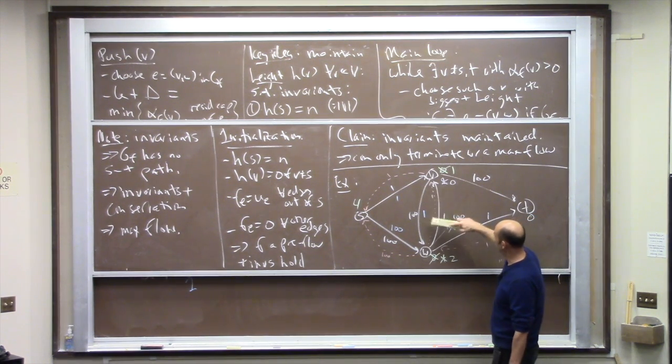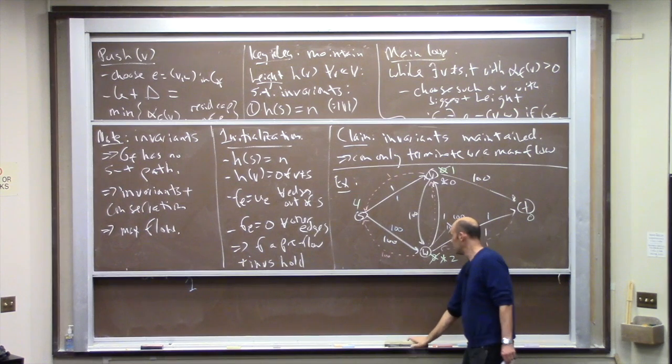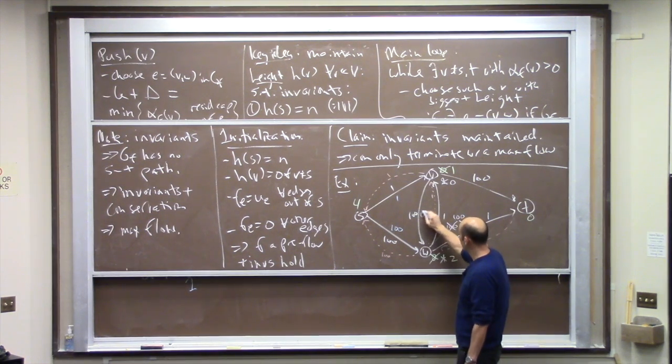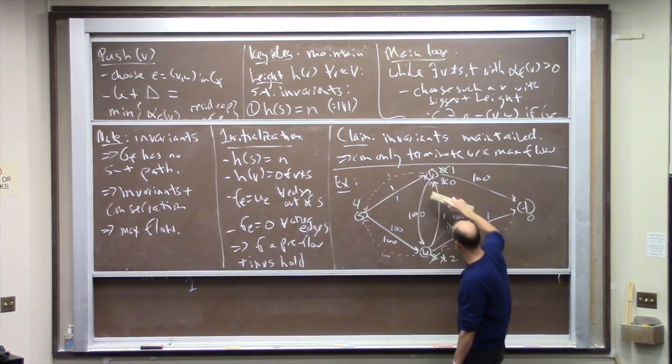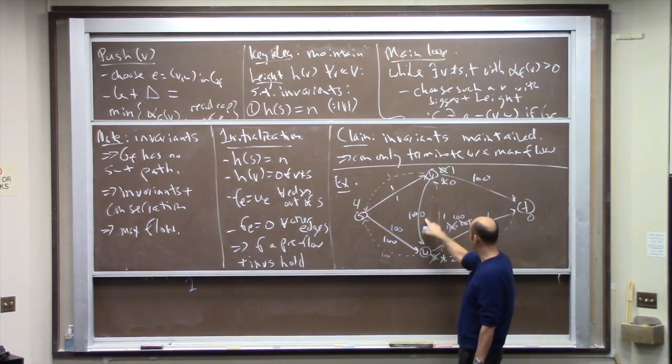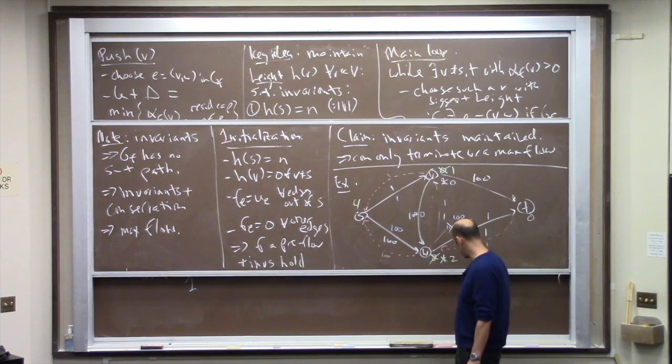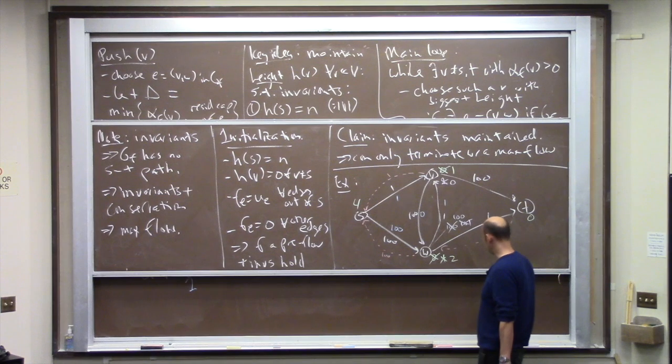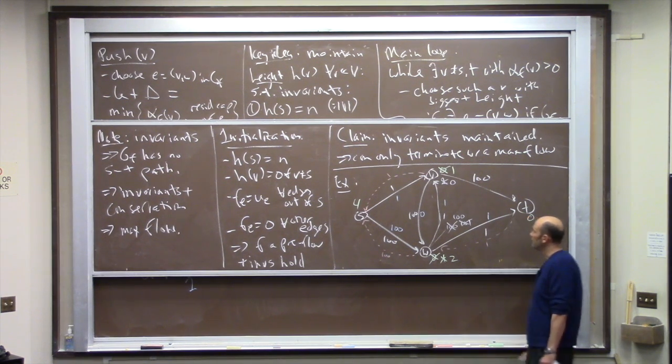Let me just do all this at once. We're going to undo the flow that we previously sent from V to W, so let me erase this reverse arc, make that 0. And then we're also going to saturate the edge from the original graph that goes from W to V.